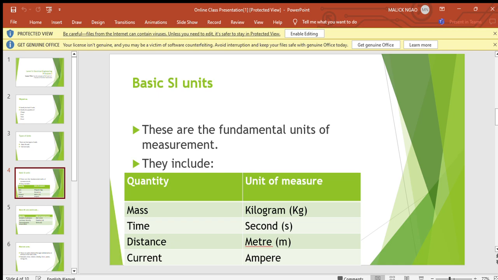The first quantity is the mass, which is normally measured in kilograms. Then we have time, which is measured in seconds. Distance, which is measured in meters. The current, which is being measured in amperes.